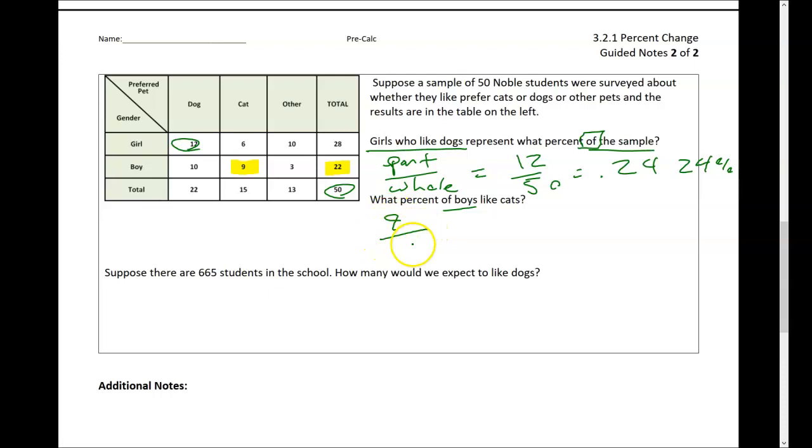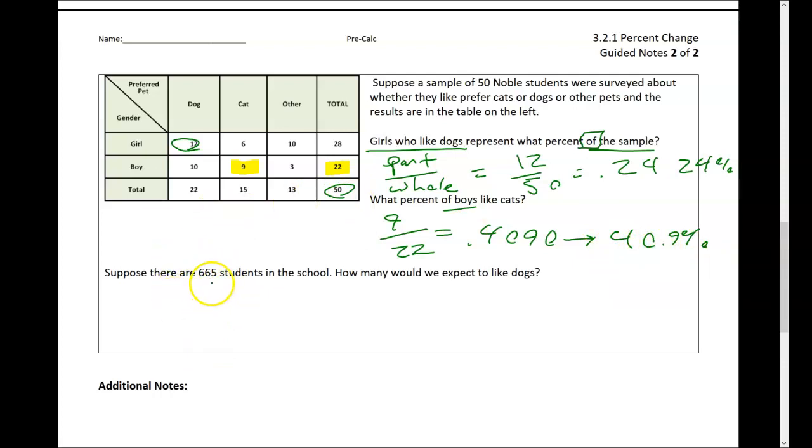So again, this relates to our key understanding of what is the whole, what are we comparing to, right? So 9 over 22, that comes out to 0.4090, and we can move the decimal place over twice. That becomes 40.9% of boys like cats. Okay. So pay attention to what the whole is.